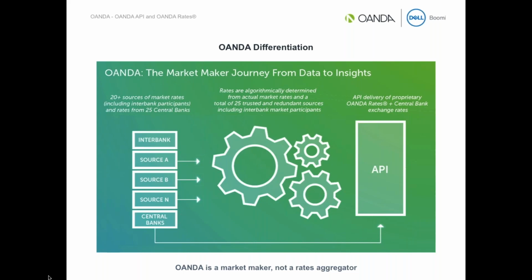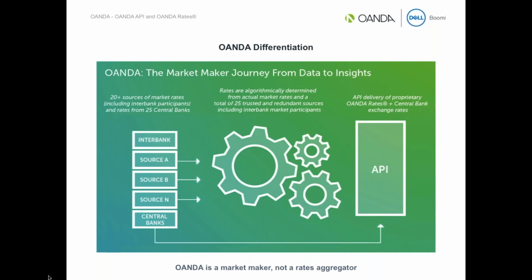The biggest thing here is that we're not a rates aggregator. Rates aggregators typically construct their own price, so it's an indicative one, and it might not accurately reflect what's going on in the FX market, and it can lead to inaccurate prices and price spikes. OANDA is a market maker, not a rates aggregator. So we have the rates coming directly from our platform, as you can see here.